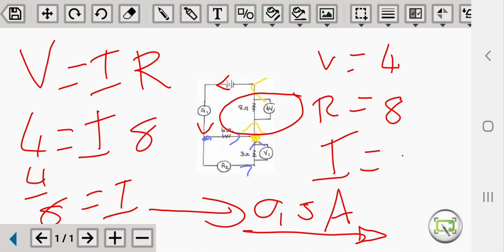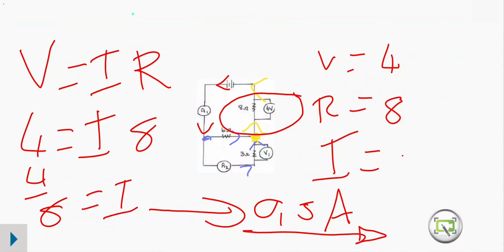All right, so we'll stop right here. And this was just an example to show you how to calculate resistance in parallel, how to calculate resistance in series, as well as how to use Ohm's law to calculate your voltage, your resistance, or your current.